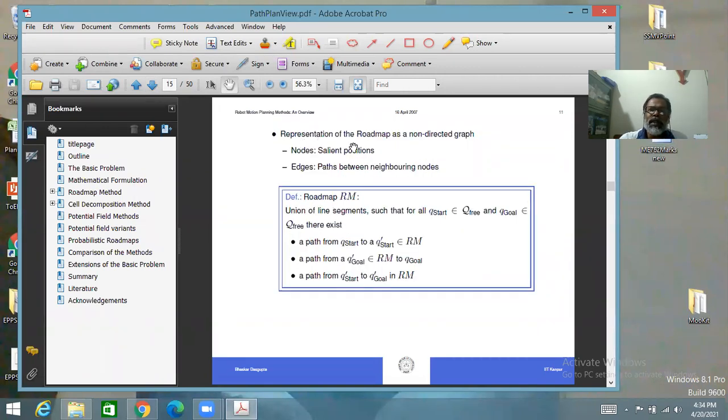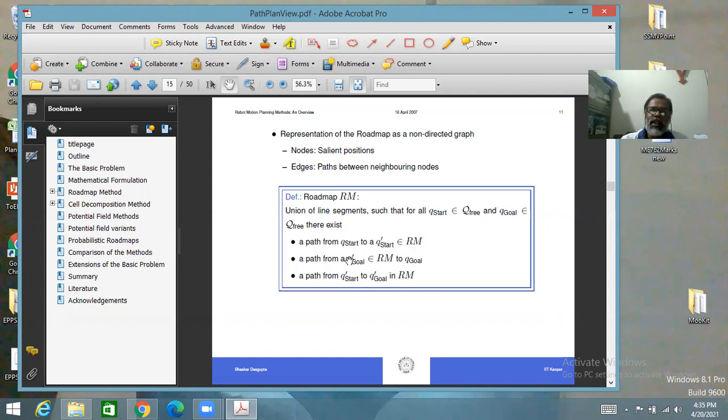So you represent the roadmap as a non-directed graph. Nodes of the graph are the salient positions, important positions, and edges are paths between such nodes. And you define the roadmap as a union of line segments such that for all Q start in Q free and Q goal in Q free, there exist three segments: a path from Q start to Q start prime, which is in the roadmap, then a path from Q goal prime, which is in the roadmap, to Q goal, and another path between the two points in the RM. That is, a point Q start prime, which is close to Q start, and the other Q goal prime, which is close to Q goal. Between these two, there is a path completely in RM.